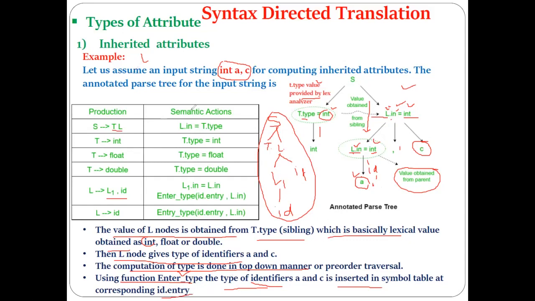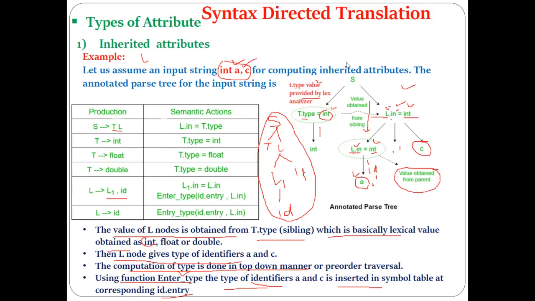So here we have seen how the value of inherited attributes can be calculated, and how the type of the variable can be determined with the help of this particular syntax directed translation. So another thing also we have checked: whether the given expression is semantically correct or not. Now, as you can see, you have got the annotated parse tree here, and that annotated parse tree was generated, which means this particular expression is semantically correct. Okay, this particular expression is semantically correct. Understood.